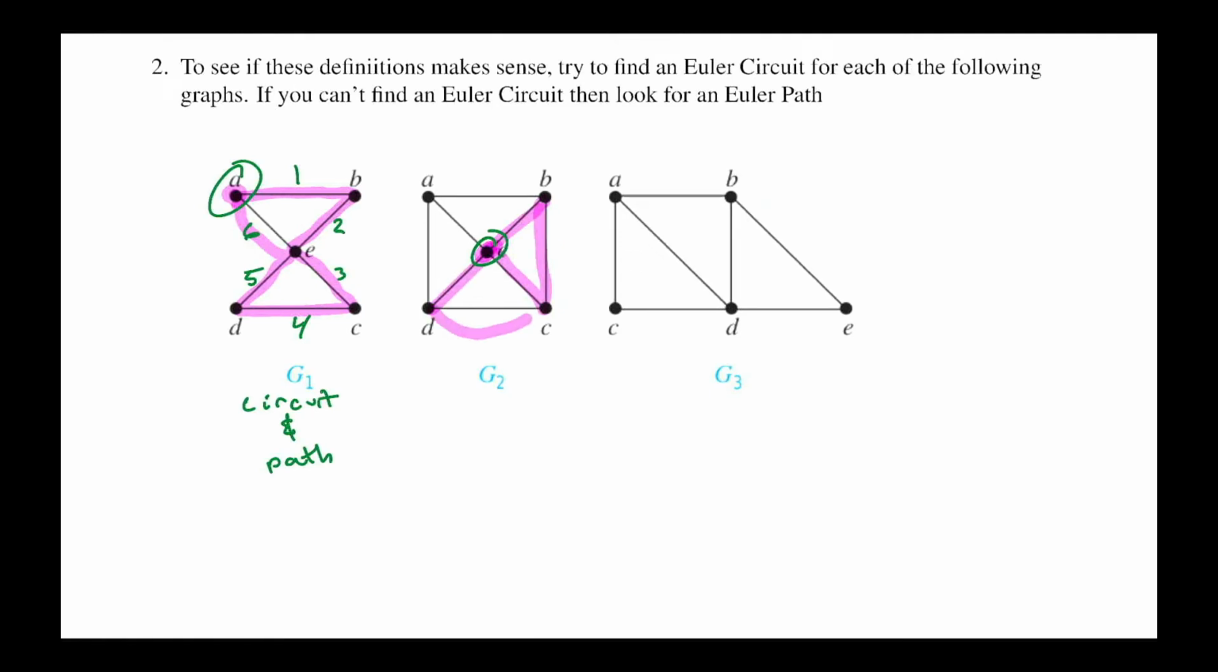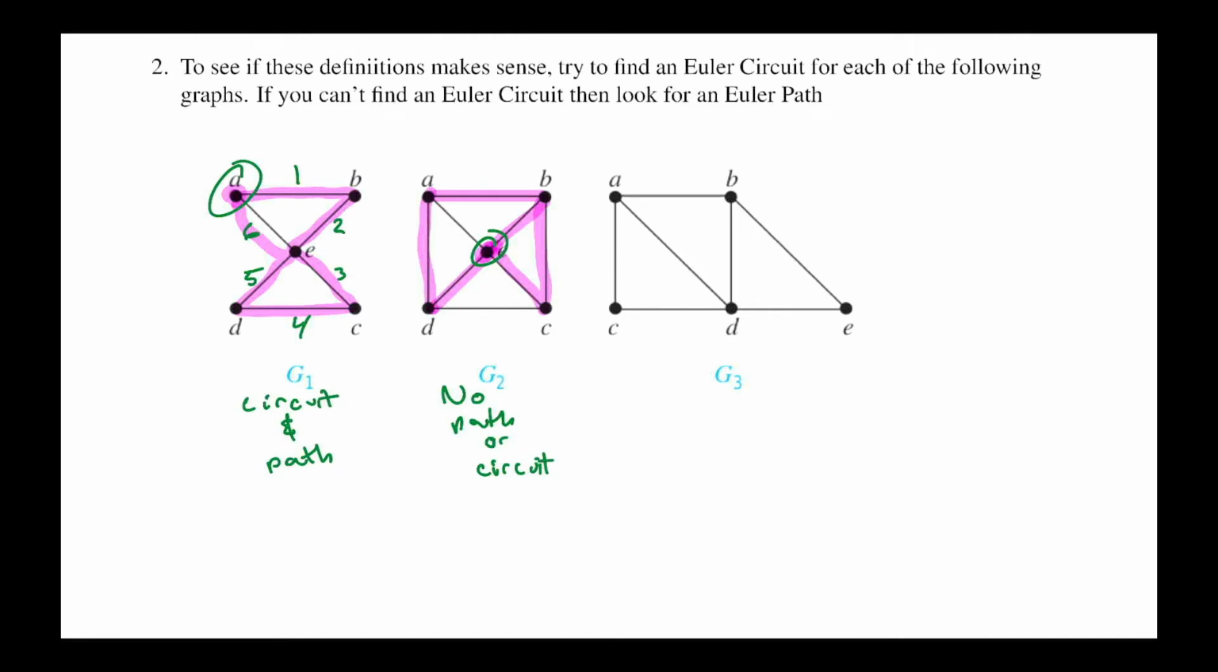If I go back this way, then I can never leave. So if I go up, then I go over, I just end up stuck, right? It doesn't look like there is one. So no path or circuit. I was looking for a circuit, but there's no path or circuit.